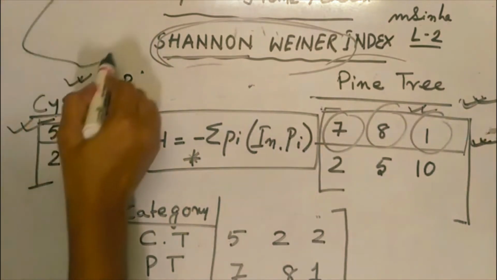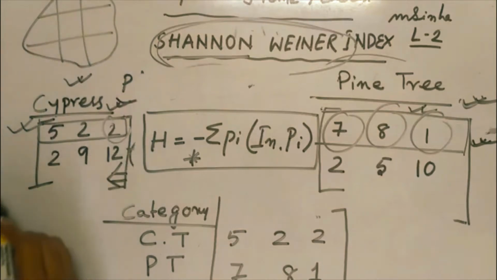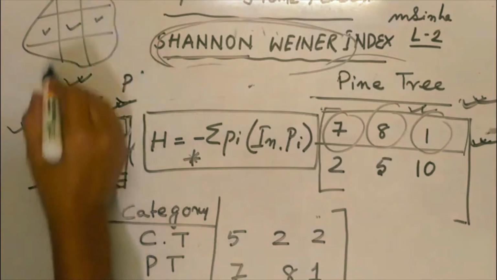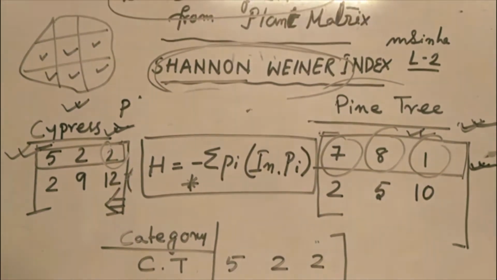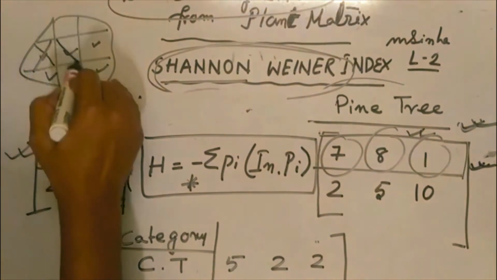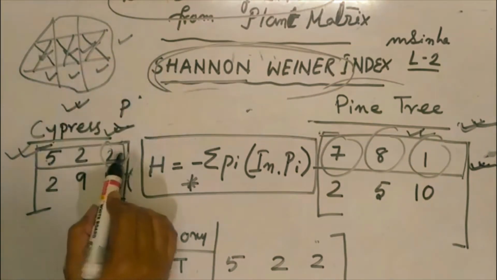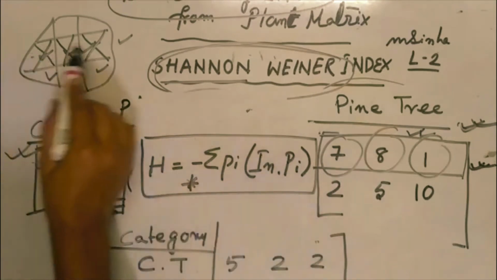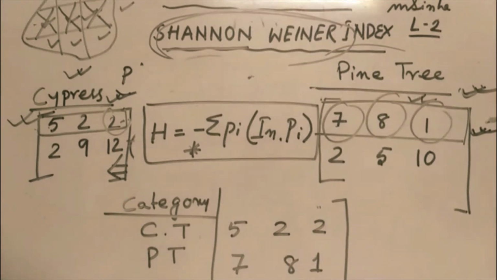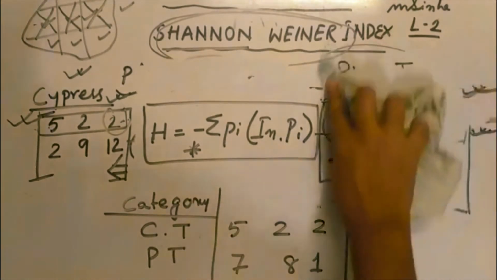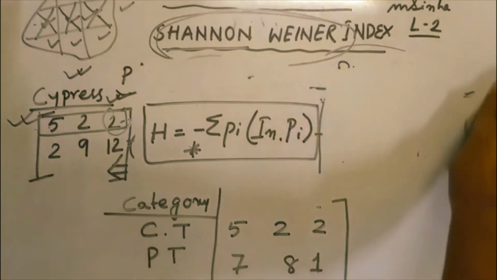Suppose that was the grid zone. We are taking 3 grids for calculating the biodiversity index. We are only taking these 3 grids. First row for the cypress tree, this row, and first row for the pine tree. Then how will we calculate the Shannon index? It is a very simple index.